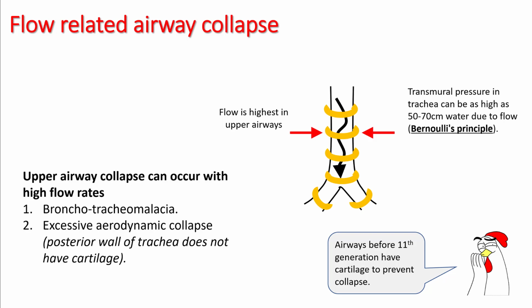However, you can see this airway collapse in patients with bronchotracheomalacia and excessive dynamic collapse, because the posterior wall of the trachea does not have cartilage. This can be overcome by giving simple things like CPAP, which is a positive pressure inside the trachea, to overcome these transmural pressures.